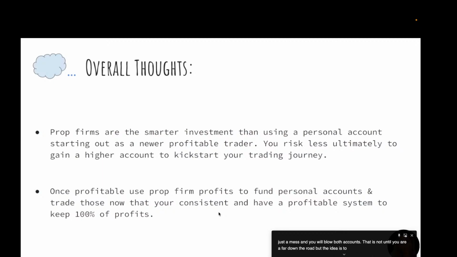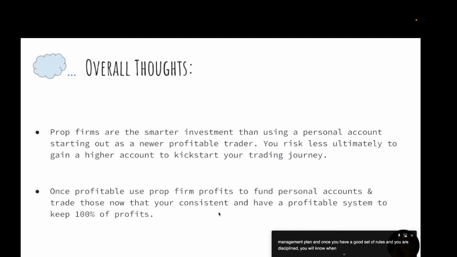But the idea is to take steps and progress there. My suggestion would be to start with a prop firm or a 20 pip challenge, whichever one you want to do. Start with something low like that, very low risk, and work yourself up to a higher reward. Then once you are at that higher reward, use profits from those rewards to fund your personal account to trade with using a higher capital. Only trade that higher capital once you are consistent, once you have a good risk management plan, and once you have a good set of rules and you are disciplined.